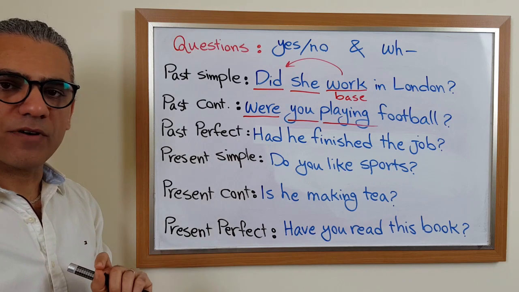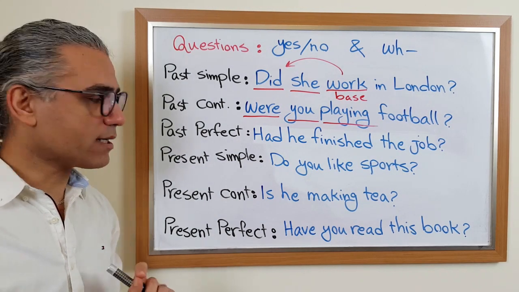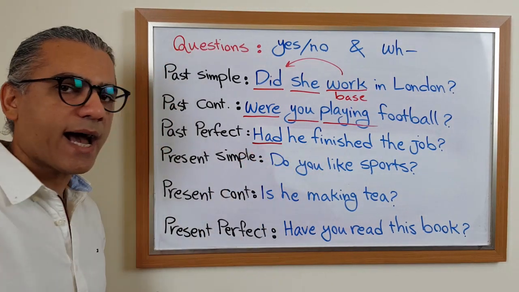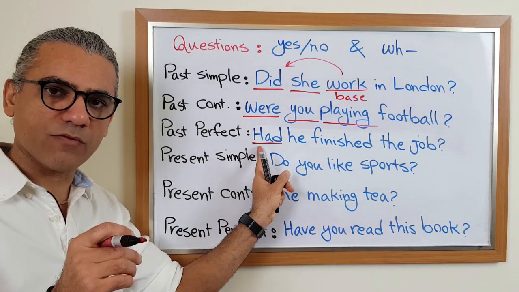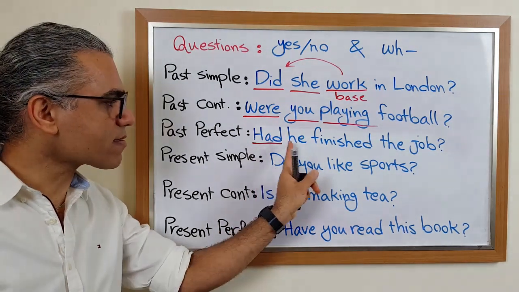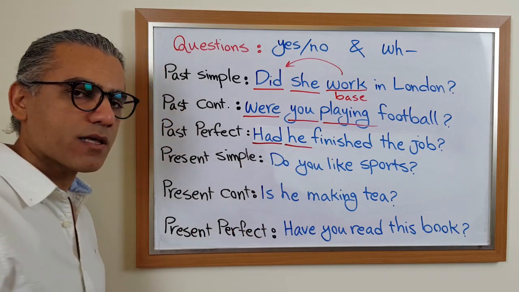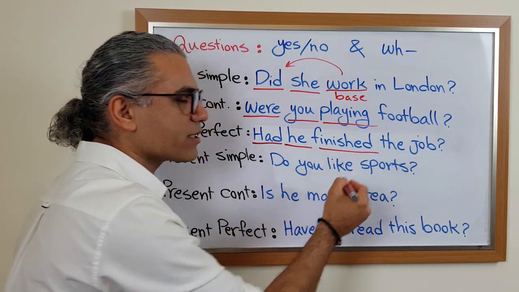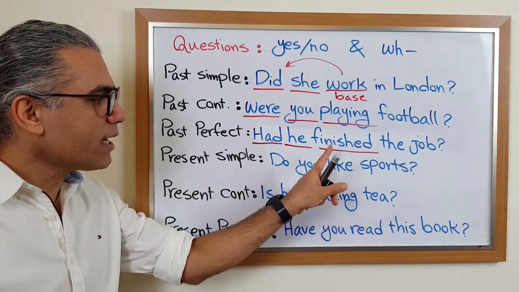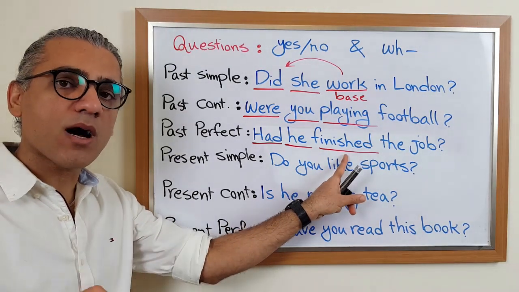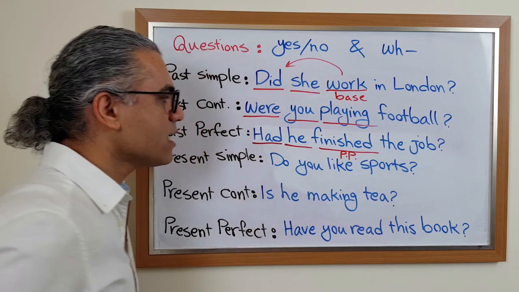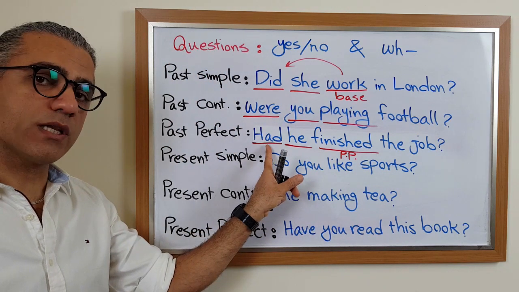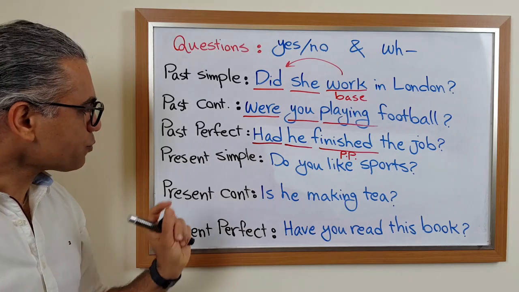In past perfect, a yes or no question is made like this. We start with had, and had does not change, because this is our auxiliary verb in past perfect sentences. And after that, we have the subject. And after the subject, we have the main verb, and the main verb is in past participle form. Sometimes we show it like this, PP, because our auxiliary verb is had.